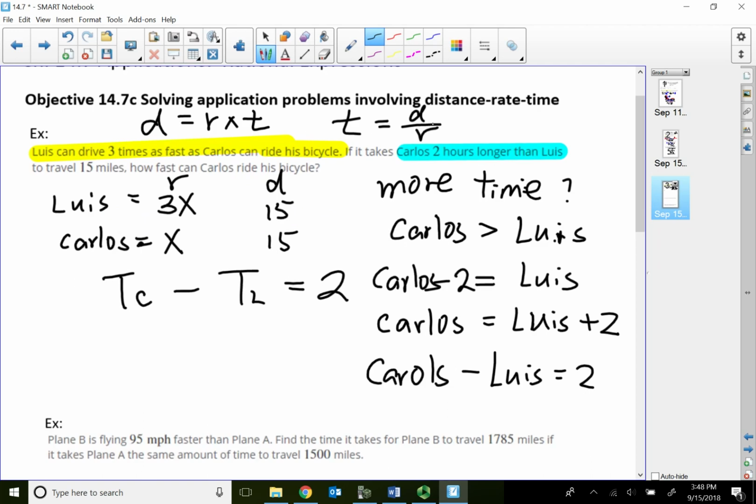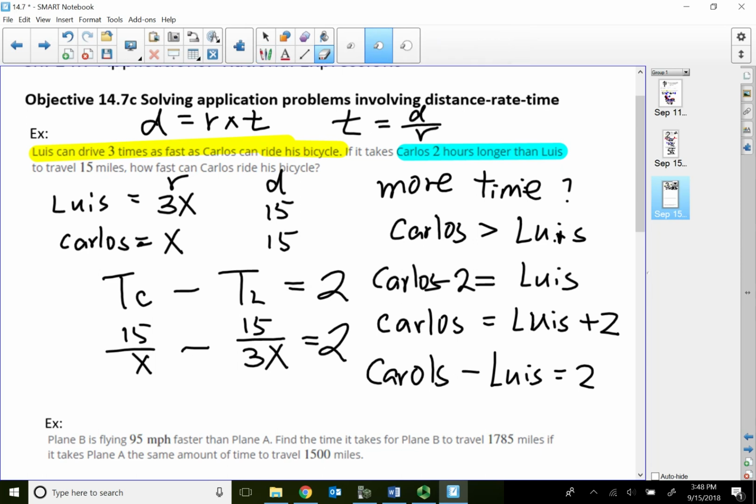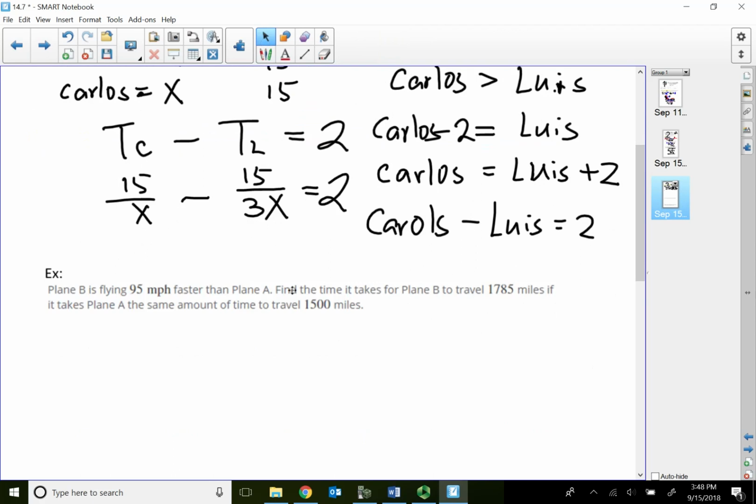So in these distance, rate, and time problems, we're using time to write out our equation. For the time of Carlos, it's distance over rate. Sorry, I just wrote Luis. Carlos is 15 over x, minus, remember, Carlos takes more time, so Carlos' time is greater. You have to use the greater time, subtract the lesser, to equal positive 2. Minus 15 over 3x, together equal to 2 hours. All right, now let's solve for x.